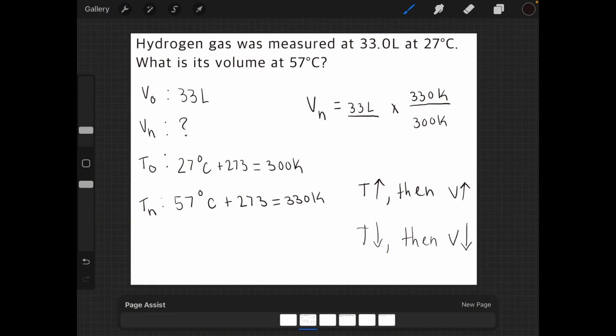Now that I have my equation set up, I can plug it into my calculator. Make sure to put the variable adjustment in parentheses to get the correct answer. I got an answer of 36.3, and my units are going to be liters because that is how volume is measured.